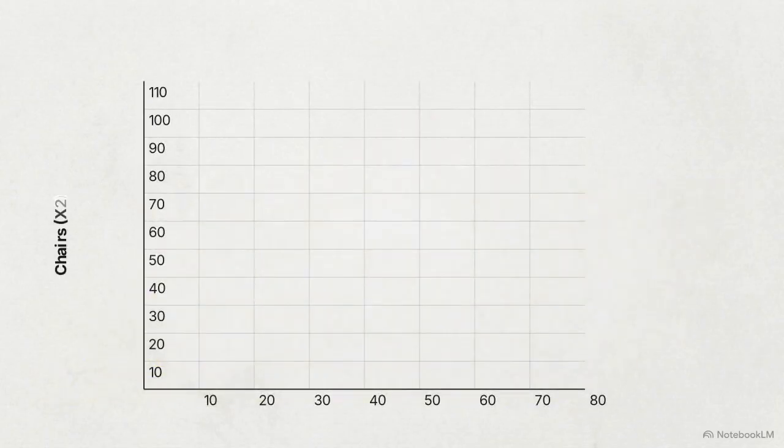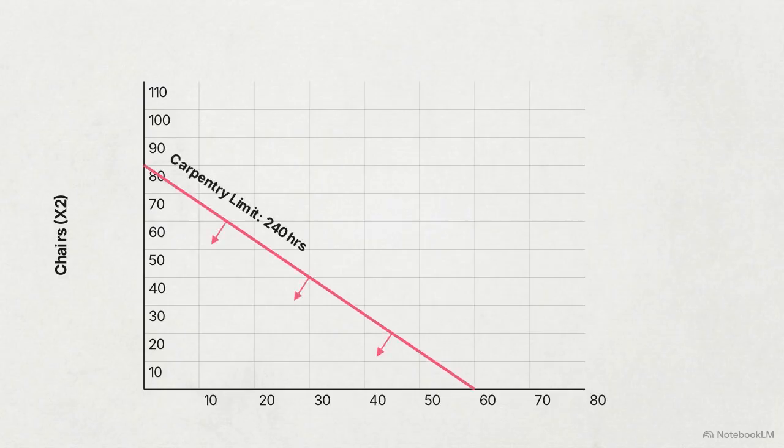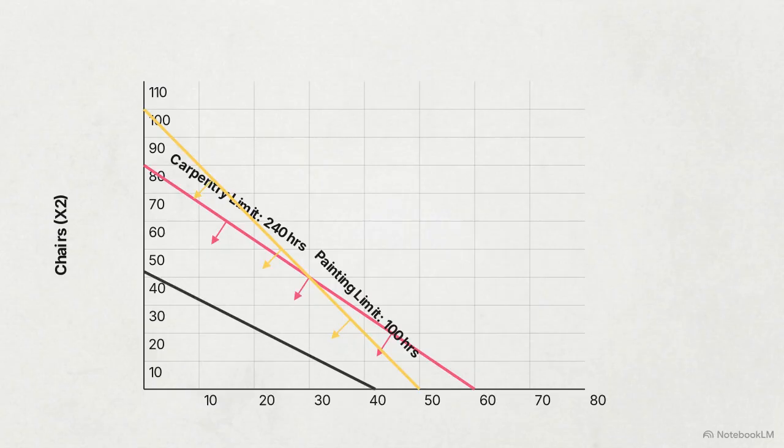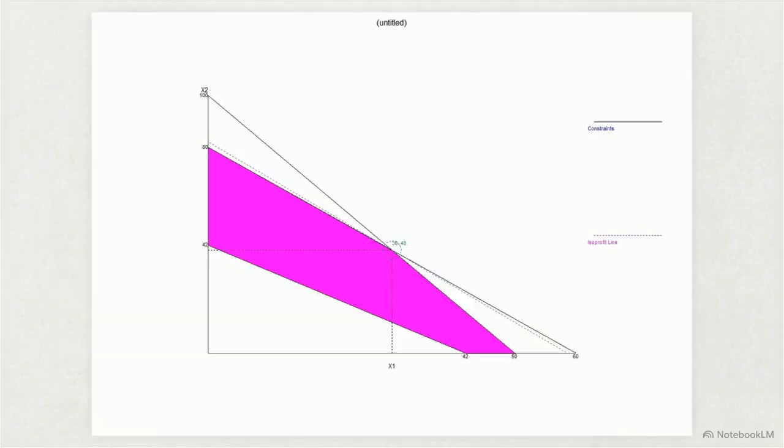This chart maps our production possibilities. We establish the x-axis to represent the total quantity of tables and the y-axis for chairs. We plot our first constraint line here, representing the absolute boundary of our 240 available carpentry hours. Next, we overlay the second constraint line, capping our painting and varnishing time at 100 hours. Finally, we add a third line defining the production floor, ensuring we meet that minimum market demand of 42 units. The shaded polygon is the feasible region. It's the only space where all 3 operational rules are satisfied simultaneously.